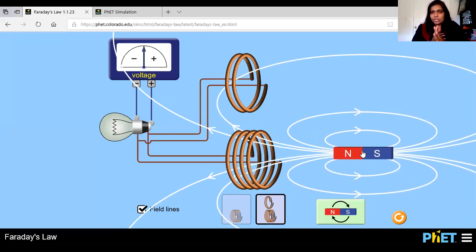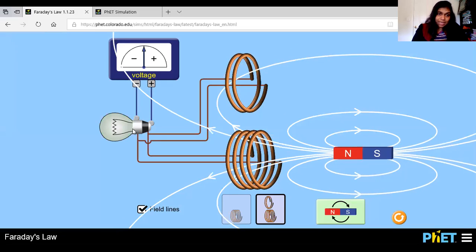So I will ask a question. Are there any magnetic fields around these coils at this position? Your answer should be yes, because there's a magnet close to these loops, these coils, and there are magnetic field lines passing through this coil.